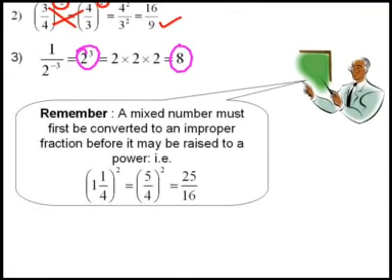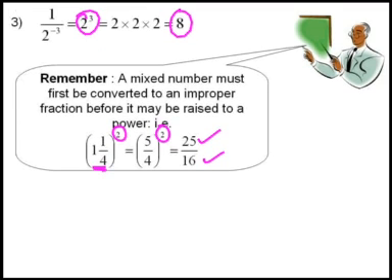Now remember, a mixed number must first be converted to an improper fraction before it may be raised to a power. For instance, if we have 1 and 1/4 to the power of 2, we need to make this 5 over 4 to the power of 2 first, and then we can make it 25 over 16. Just something that you need to remember when working with exponents and fractions, whether it's a positive or a negative exponent.